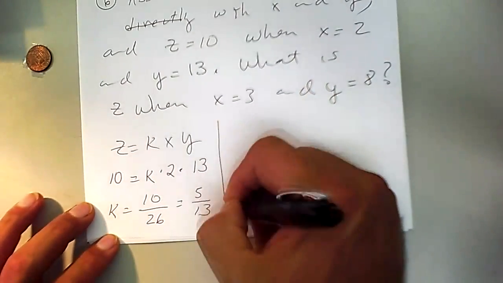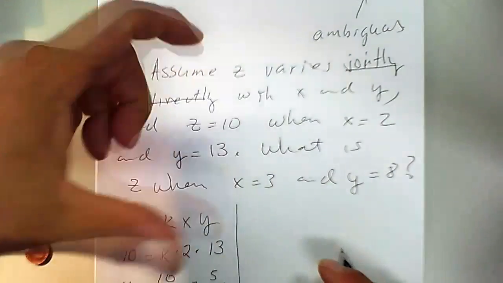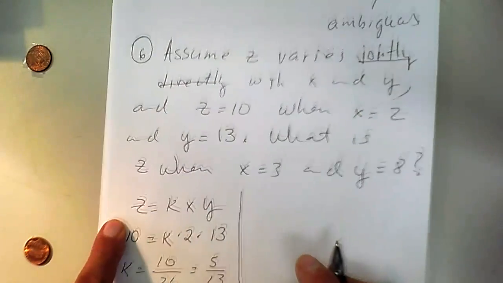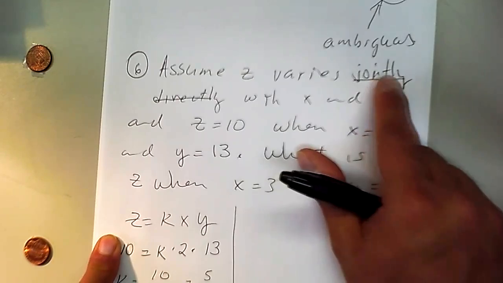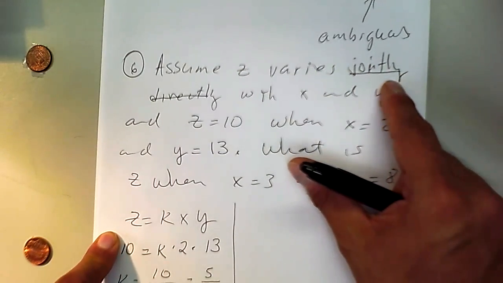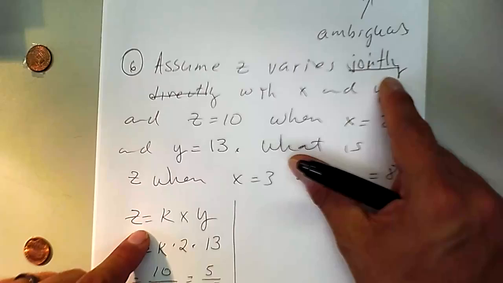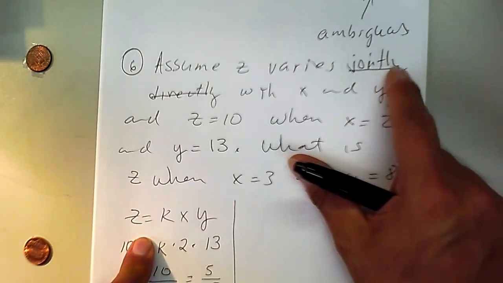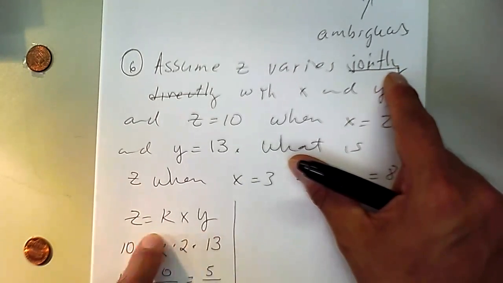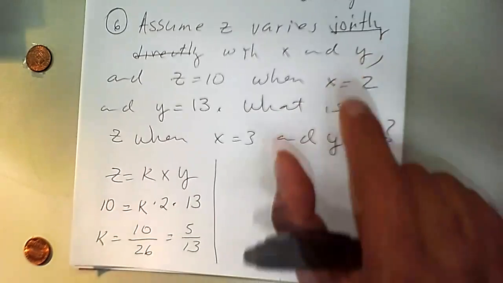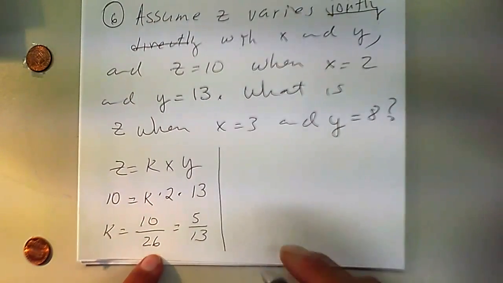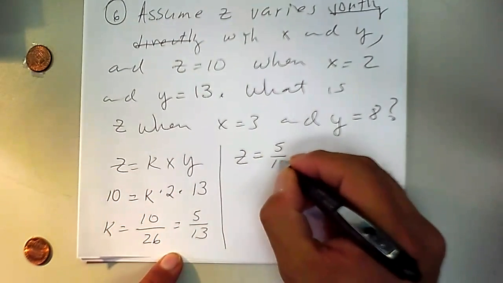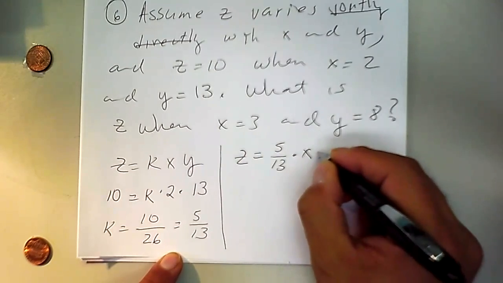So now we have the equation corresponding to this problem. Remember, every equation has its own problem. We have a vague equation. How do we know that? Because of the word they're using, direct, inverse, jointly, or combined. So jointly means multiply everything across. Well, the z is the product of all the other variables. That's what jointly means. All right, so our equation is z equals, now that we know k, 5 over 13 multiplied with x and multiplied with y.